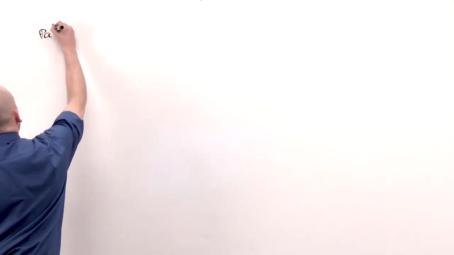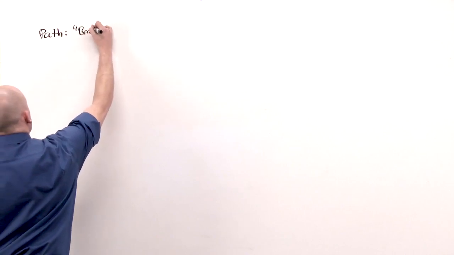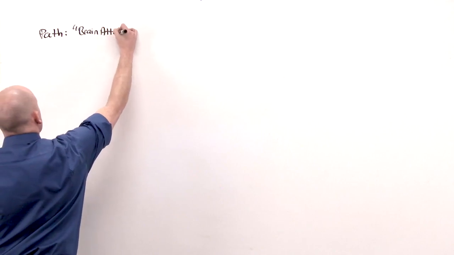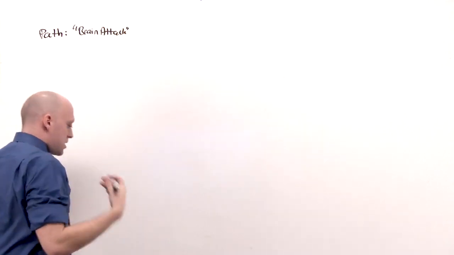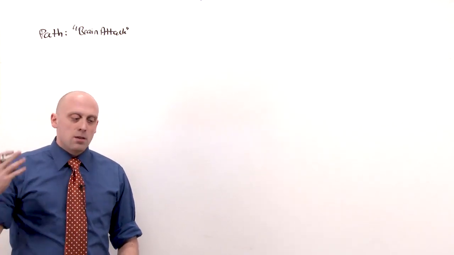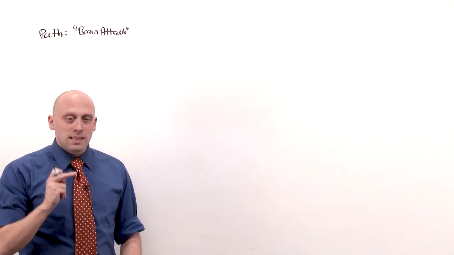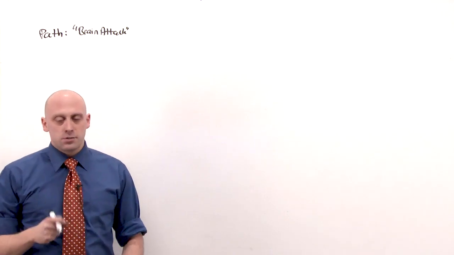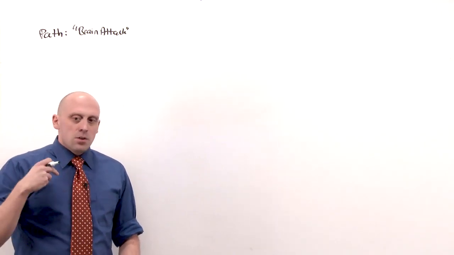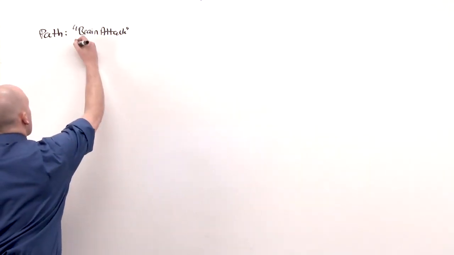Now, I want you to see the word stroke to mean brain attack, in the same sense that a STEMI is a heart attack, a stroke is a brain attack. Some sort of compromise of a blood vessel that leads to death of brain distal to it. There are 3 types of brain attacks, of strokes.